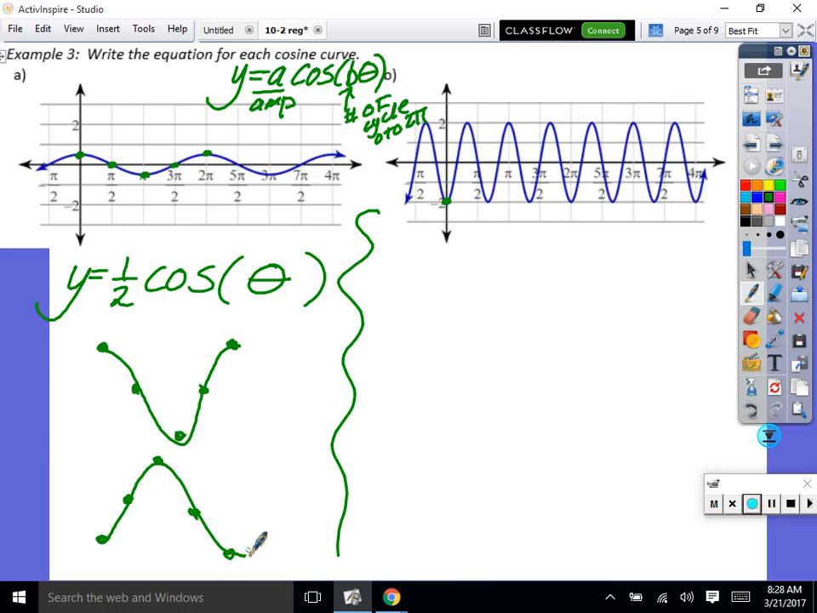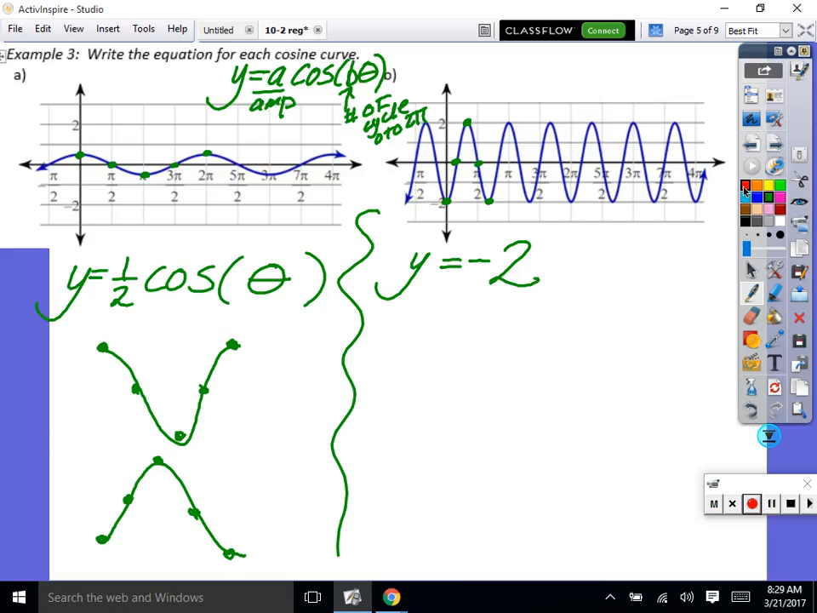So looking at this one, notice we start at the bottom. Min, 0, max, 0, min. There's a period right there. Okay, so anyways, keep that in mind. So we're going to have y is equal to, it looks like our amplitude's 2, but we need to put a negative since it started at the bottom. Negative 2. Is anybody confused on that? Do I need to go into more detail?